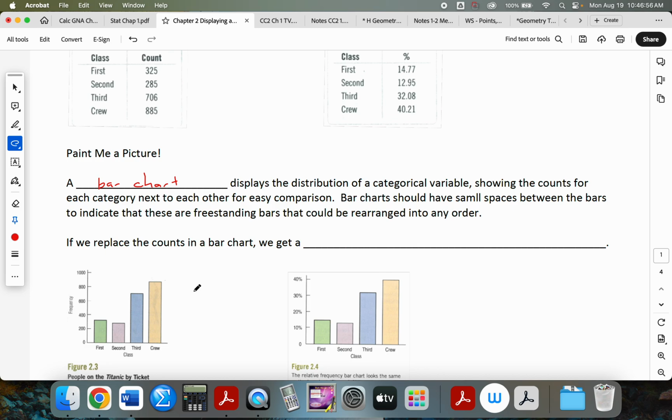If we replace the counts in a bar chart, and I should have added with percentages, we get a relative frequency bar chart. And you can see how this kind of gets silly after a while with the names.